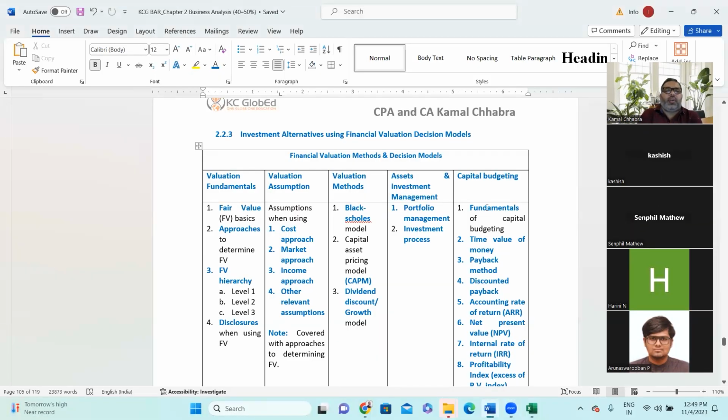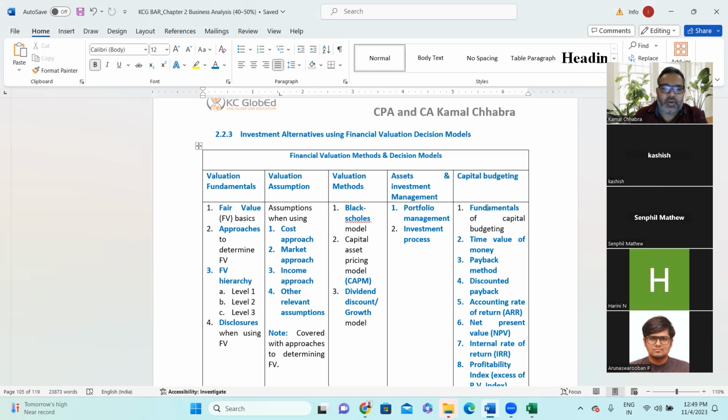So before we went on a break, we have started with the investment alternative using financial valuation decision model. So in this, we need to understand five things. One is valuation fundamental, second is assumption, third is methods, then after assets and investment management, and lastly capital budgeting. So today we'll be covering this valuation fundamental.